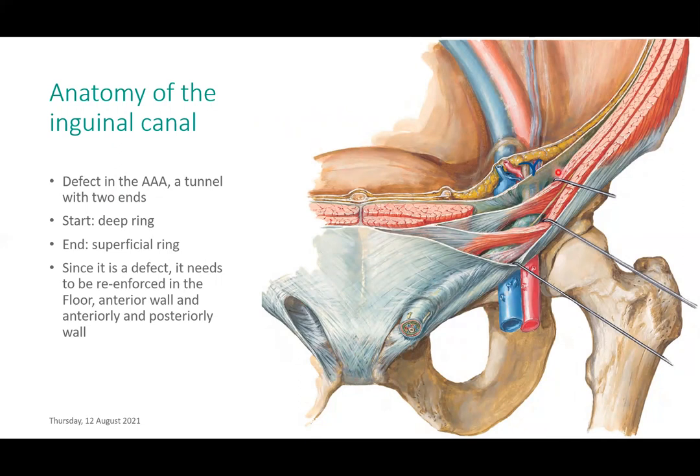A canal does have a beginning and an end. It starts at the deep ring, the defect here, all the way to the exit, the superficial ring. So it's a defect in the fascia transversalis, in the aponeurosis, in the sheath, in the muscles, all the way to the anterior sheath till the exit. Since it's a defect, this is a weak part of the abdomen, so we need to reinforce the floor and the anterior wall, anterior and posterior, to compensate for this defect.